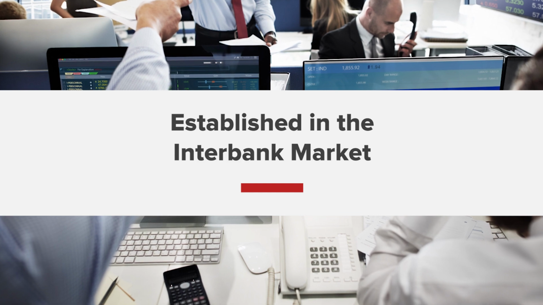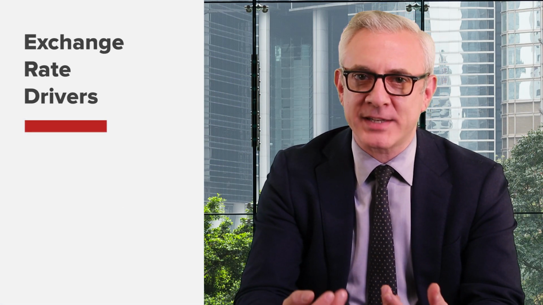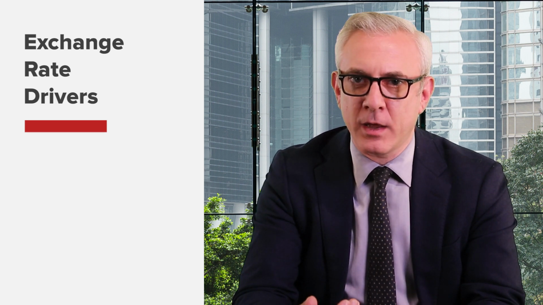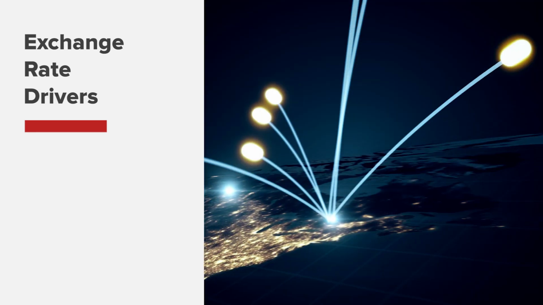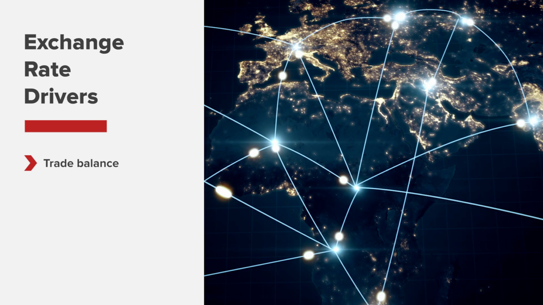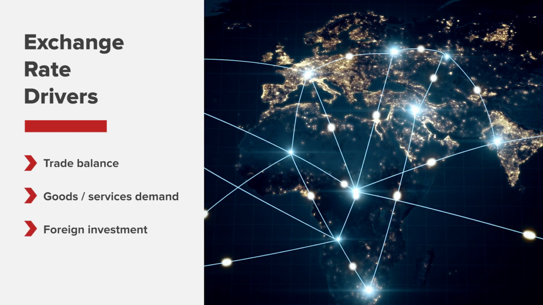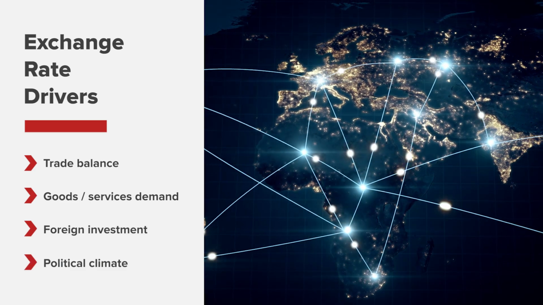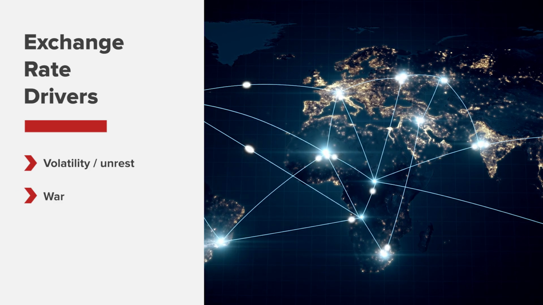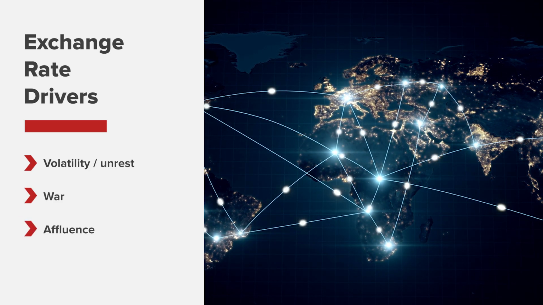So, what are some of the factors that influence the supply and demand dynamics for a certain country's currency and that hold sway over its spot rate? Well, there can be several, including a country's trade balance, the level of demand for its goods and services, its foreign investment activity, its political climate. Is there a surge in volatility or unrest? Is it engaged in a war? What percent of its population may be considered affluent?